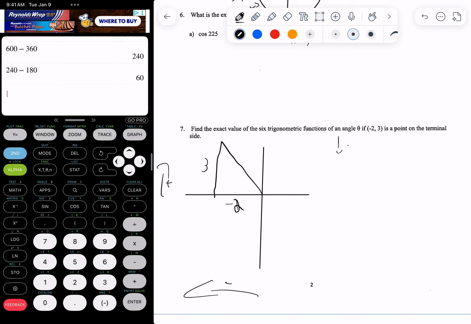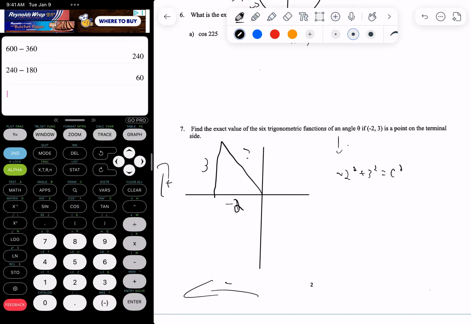Now the way we're going to find the missing side is by doing a squared plus b squared equals c squared. That's what you always do, unless you have the 3, 4, 5 triangles memorized, which isn't always the case. You're going to do negative 2 squared plus 3 squared equals c squared. By the way, the c squared is always the hypotenuse. So if you had the hypotenuse, then it'd be negative 2 squared plus b squared equals whatever the hypotenuse is.